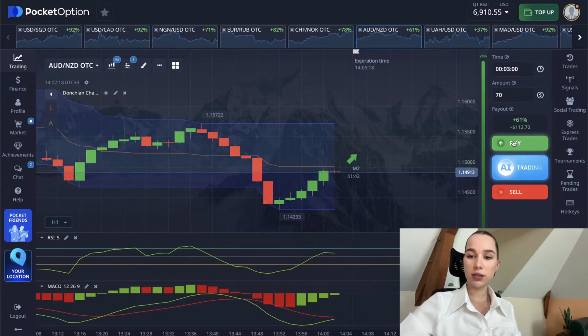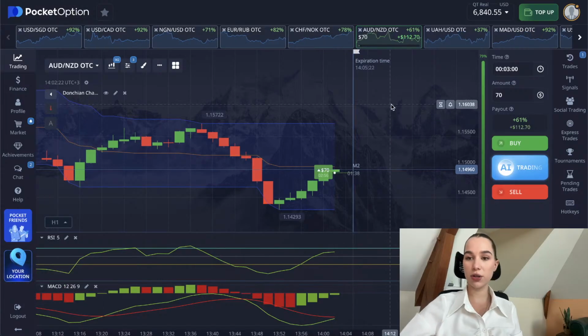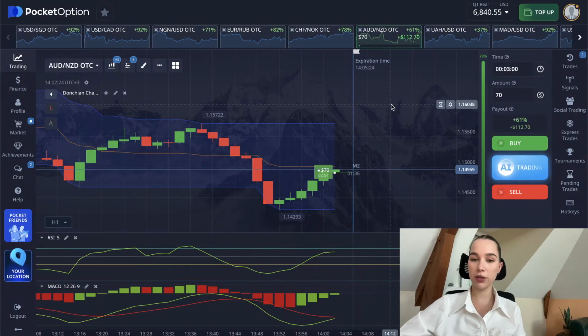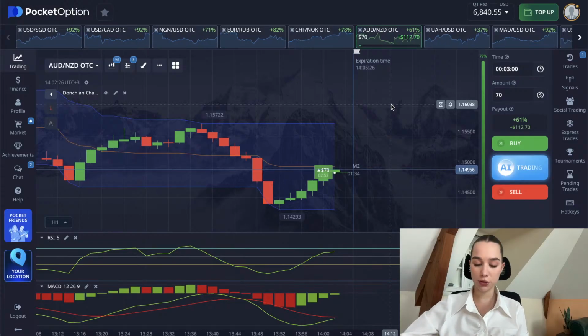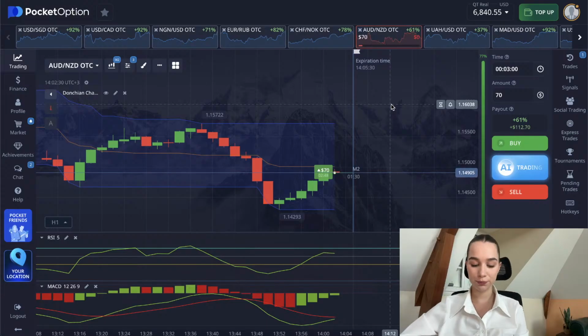So here, guys, okay, 61% payout, but I decided to open a trade up for 3 minutes while we're talking, because it's a pretty good upward trend. By the way, it's the currency pair that we were trading yesterday.